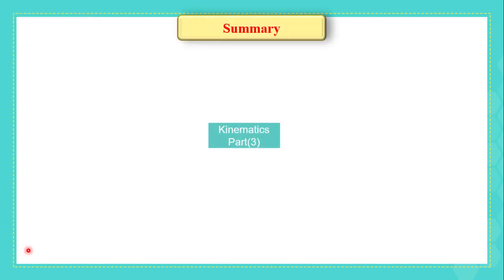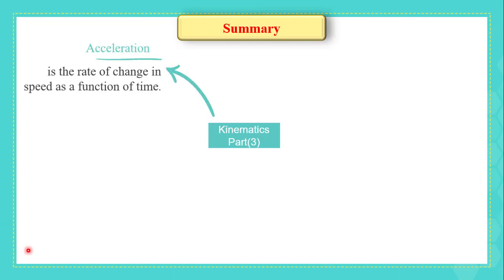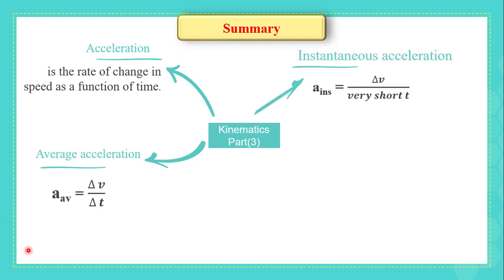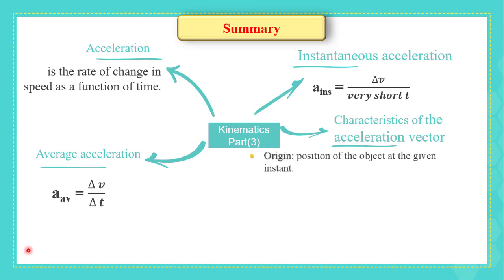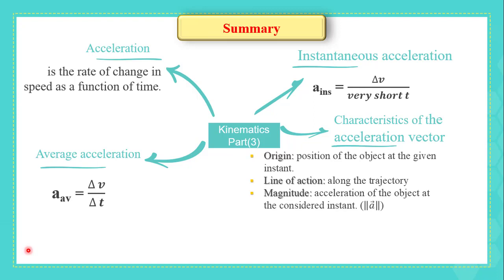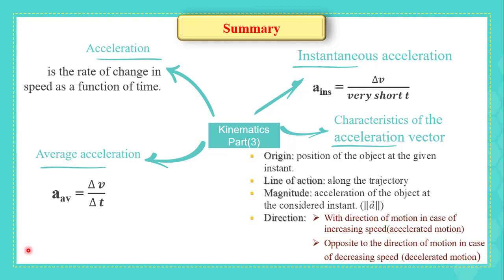Now let's summarize the ideas of this video. We have studied that acceleration is the rate of change in speed as a function of time. Average acceleration is equal to delta V divided by delta T. Instantaneous acceleration is equal to delta V divided by a very short interval of time. The characteristics of the acceleration vector are the origin, which is the position of the object at the given instant, the line of action, which is always along the trajectory, the magnitude, which is the acceleration of the object at the considered instant, the direction, with the direction of motion in the case of increasing speed, accelerated motion, and opposite to the direction of motion in case of decreasing speed, decelerated motion.